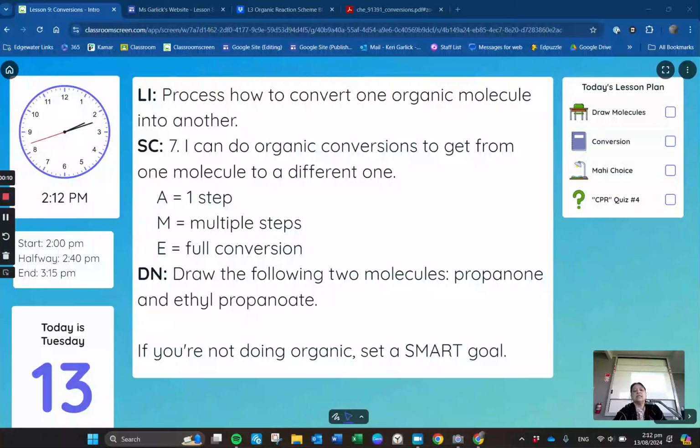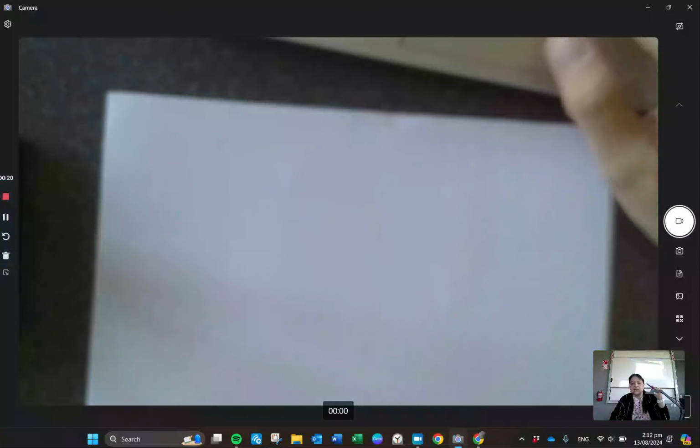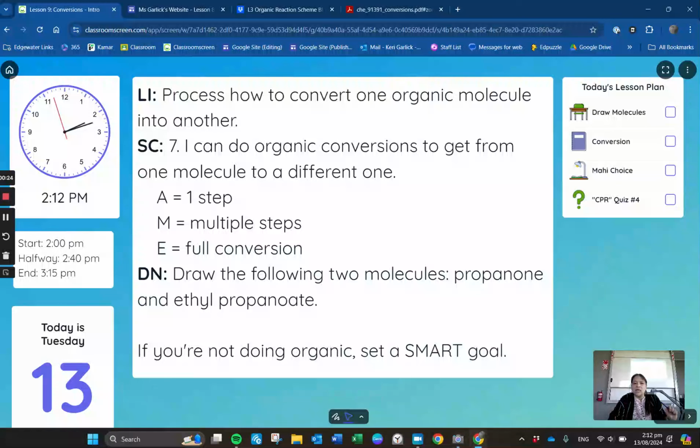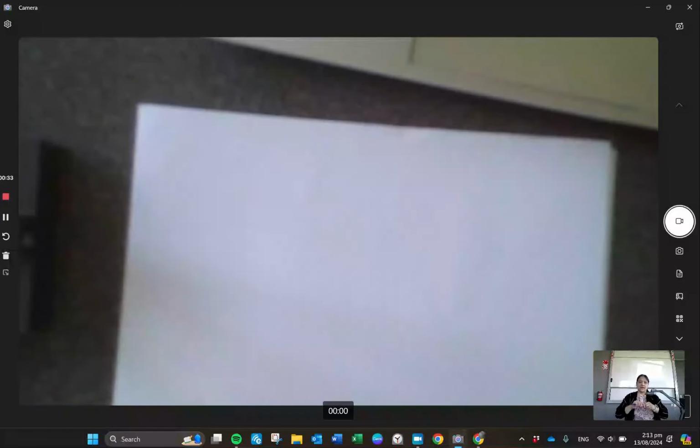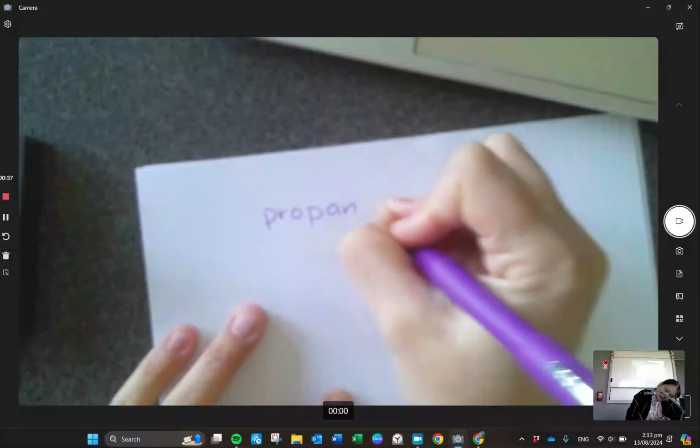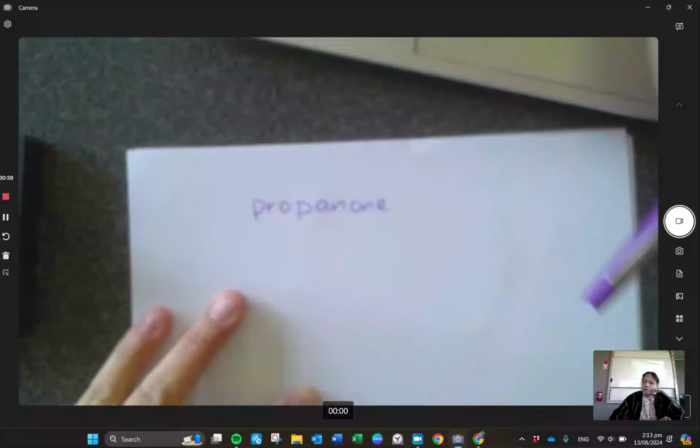All right. Today's do now question, I want you to draw the following two molecules. It's a nice refresher on if you can name and draw, and it also sets us up for our first section of today's lesson. So, first thing that I've asked you to make is propanone. I'll write down the words. Propanone, I think that's how it was spelled, or maybe I put an extra N in there.